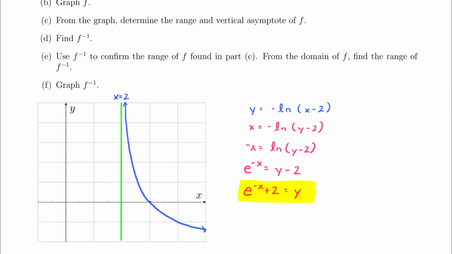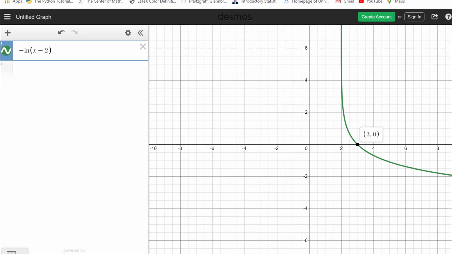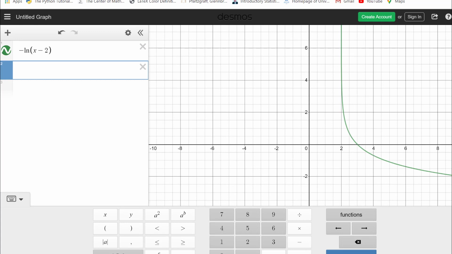Use the inverse function to confirm the range found in part C from the domain. All this is simply done by part F, where we just graph this. So we would graph e to the negative x plus 2, and I'll graph that on the same axis as what we have here.